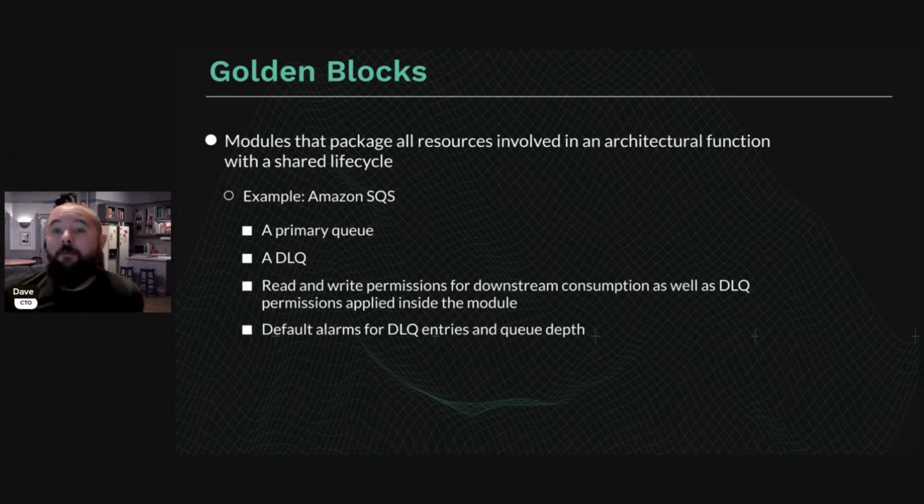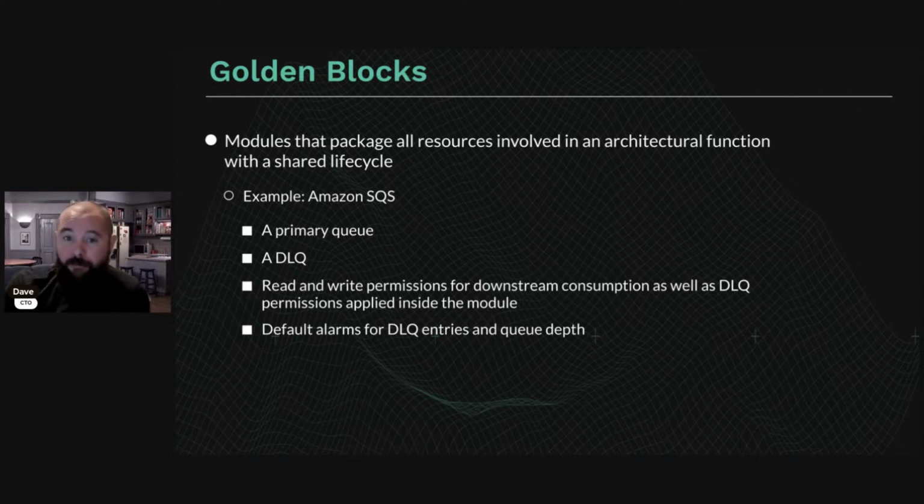Let's talk about what's in one of those, right? They're modules that package all of the resources involved in an architectural function with a shared lifecycle, meaning they're atomic and they're like Lego blocks that encompass a concept, right? So in an example of SQS, it's not simply an SQS queue, right? It's a primary queue where you're writing and reading to, but it's also a dead letter queue because redundancy is non-optional when you care about data integrity, right?